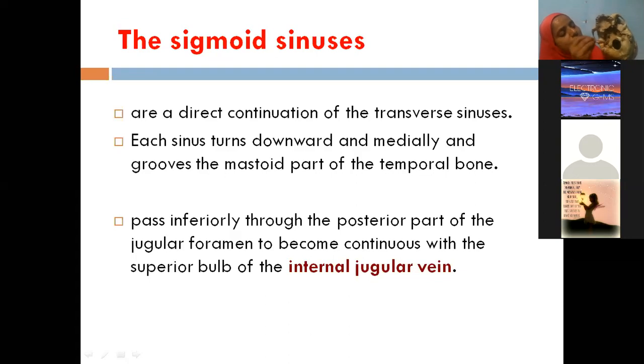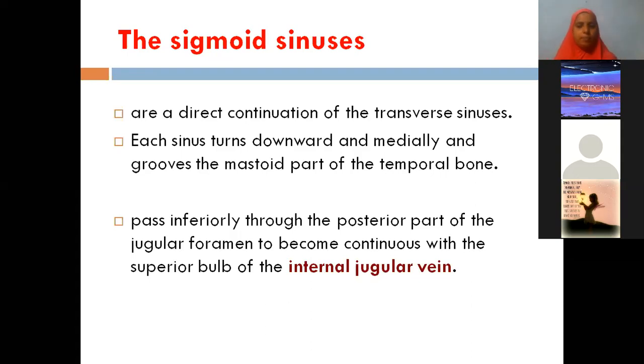Right in front of the occipital condyles, you have this big hole. That is jugular foramen. So through this jugular foramen, where exactly I kept my finger, there you will see the internal jugular vein. The continuation of sigmoid sinus continues as internal jugular vein. Internal jugular vein drains into which vein?